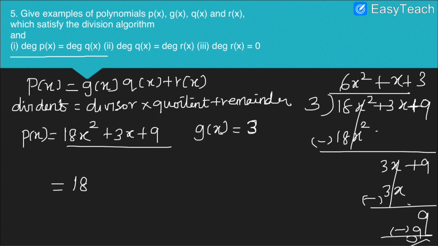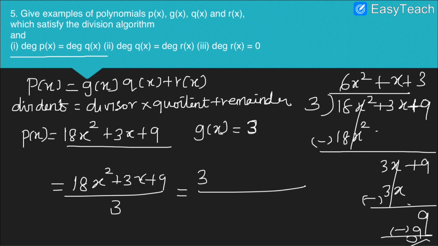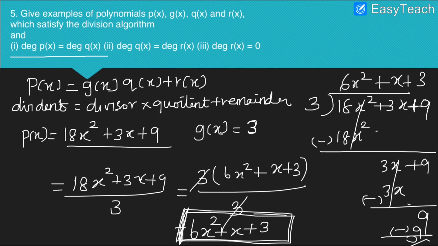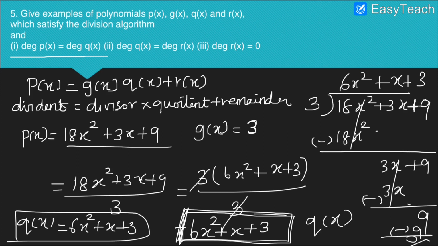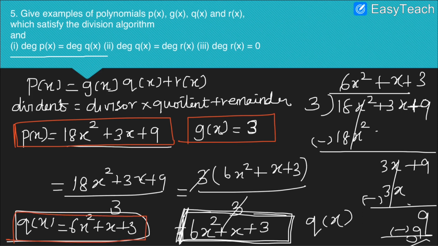Or you can simply do it this way: 18x squared plus 3x plus 9 whole divided by 3, right? Here I take 3 as a common number, 6x squared plus x plus 3 times 3, divided by 3, I cut 3. So you choose either one of the ways. Both ways are correct. So try to find q of x in any one of these two ways. So here I have q of x as 6x squared plus x plus 3. Now we know the p of x that we assumed, and the g of x and q of x. Also r of x, which is 0.